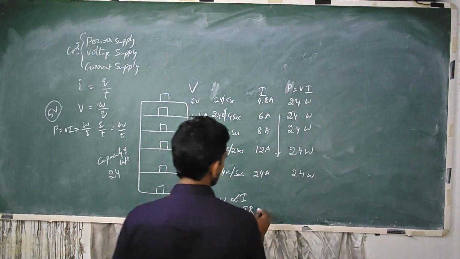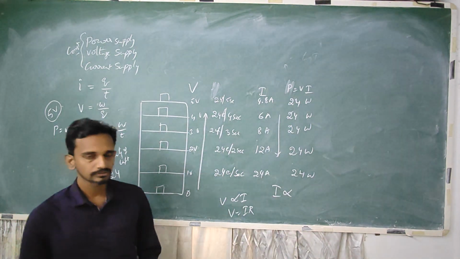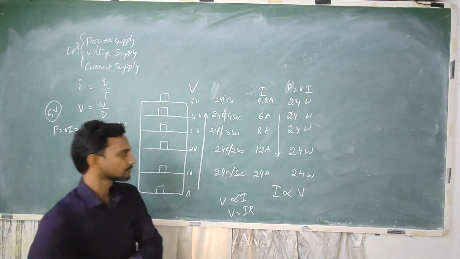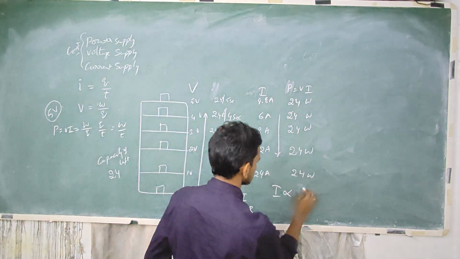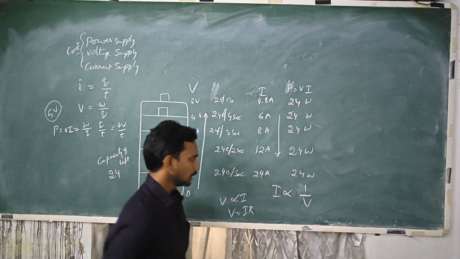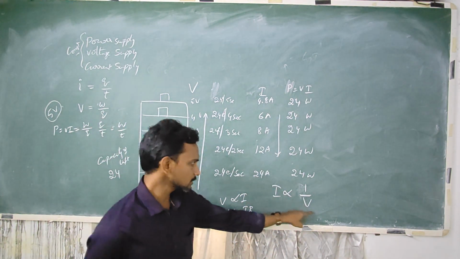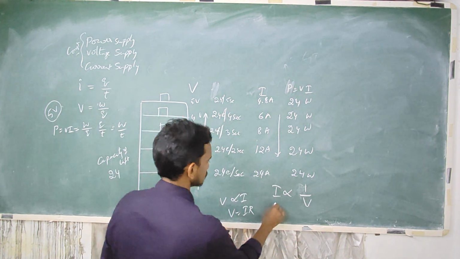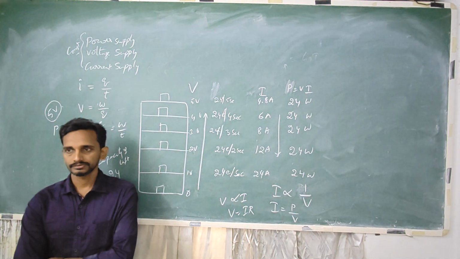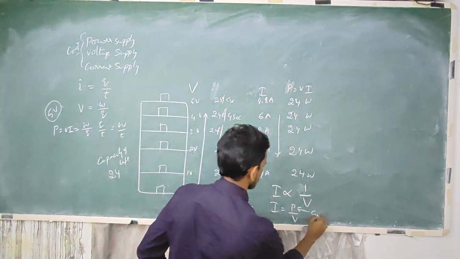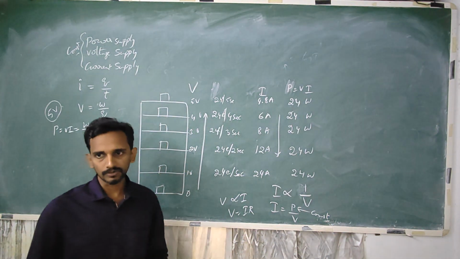So how to write that equation then? I is proportional to V. Proportional or inversely proportional? I is proportional to 1 by V. So current depends on voltage. Voltage is the independent parameter, and the proportionality constant is P. P is constant, and that is why it is called constant power supply.